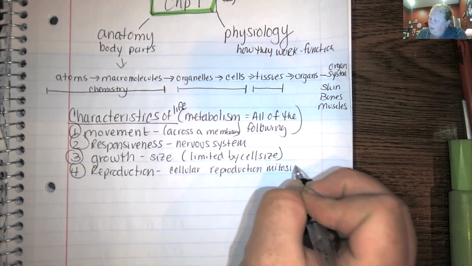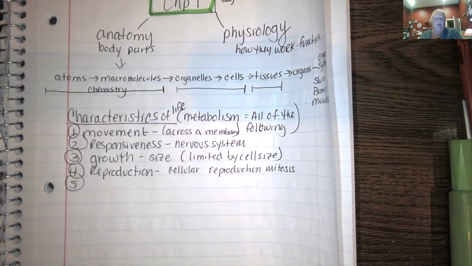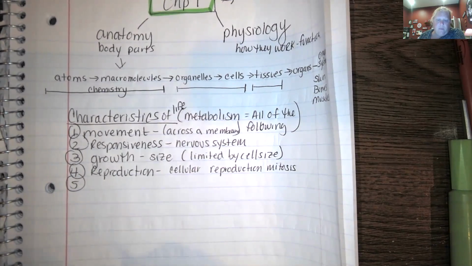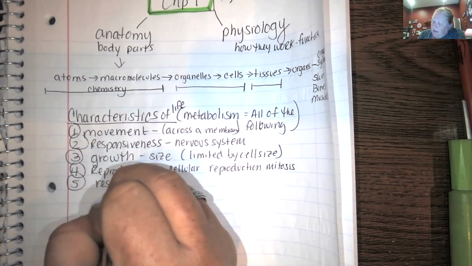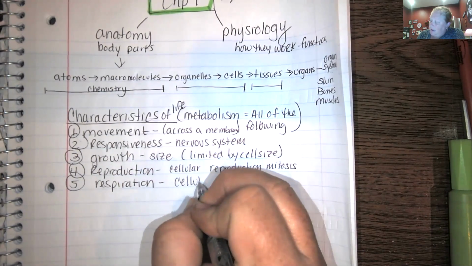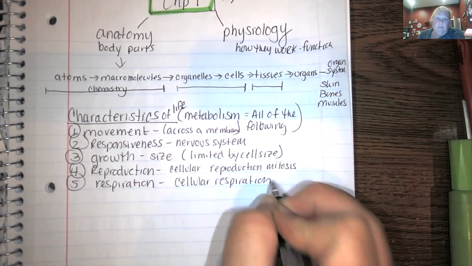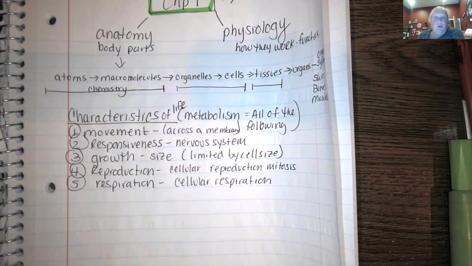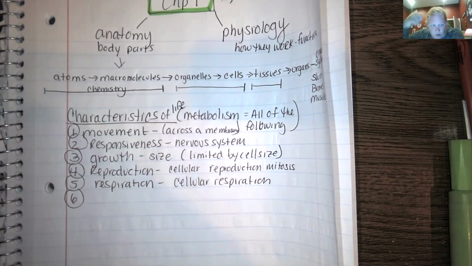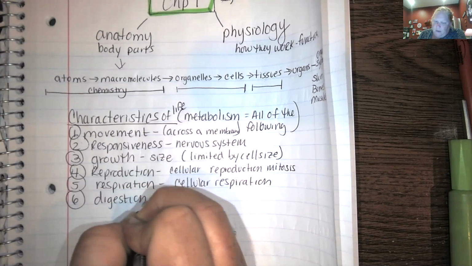Okay, you've got to be able to repair, okay? Not having babies necessarily, but you've got to be able to repair things in your cells. Respiration, that doesn't mean you need lungs. Respiration, in this case, I always like to put cellular respiration, breaking down glucose, right? And breaking down glucose to get that energy that's needed by the cells. Of course, in the powerhouse of the cell. Number 6, digestion. You got to be able to break down molecules.